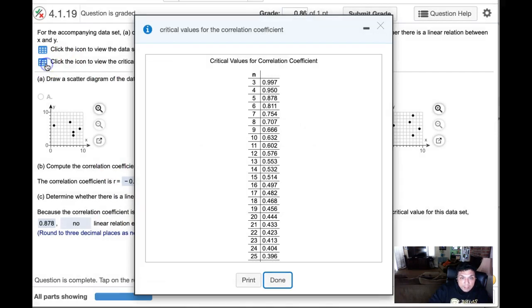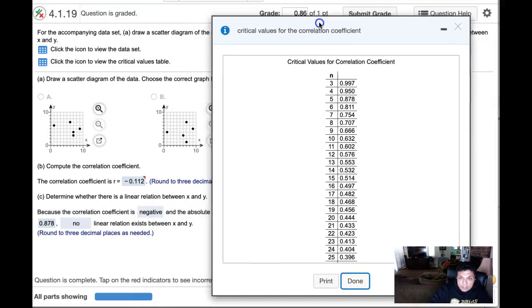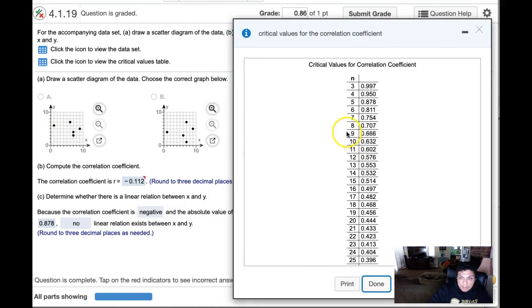And then how do we check to see? We have to compare that number with the critical values here. And you get the critical value. There were 5 data points, so we look here. And since the absolute value of negative 0.112 is smaller than this critical value right here, we say we do not have a linear correlation because the correlation coefficient is smaller than the critical value, the value that statisticians have determined in advance for the critical value that we would have linear correlation for that number of data points. That's it.